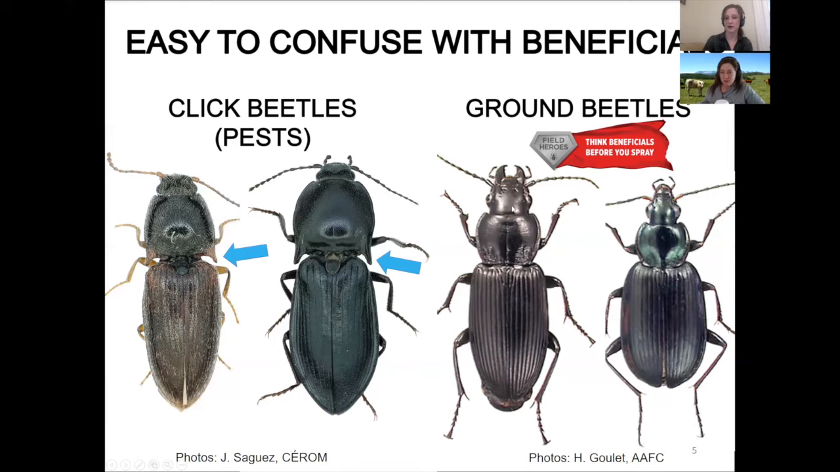And these ground beetles, we want to keep them, save them. Look at the mandibles on this one, right? This is for eating your soft-bodied cutworms and pests and wireworms in your field. Yes. So anyway, we want all of those to stay.